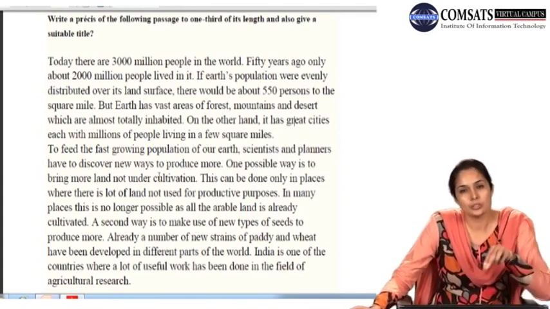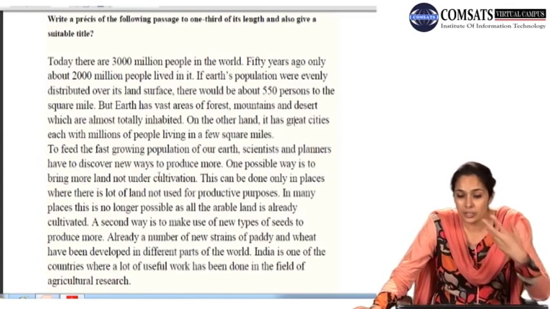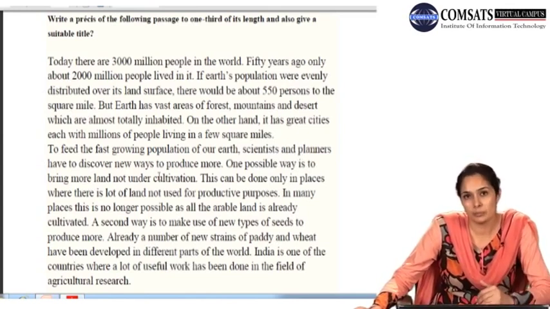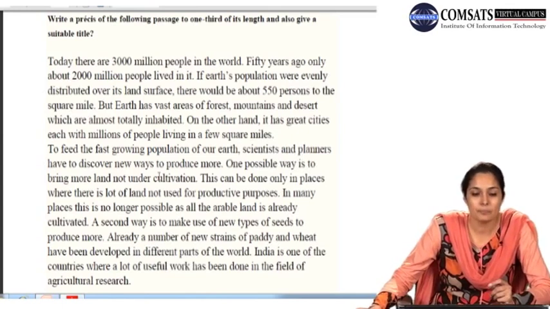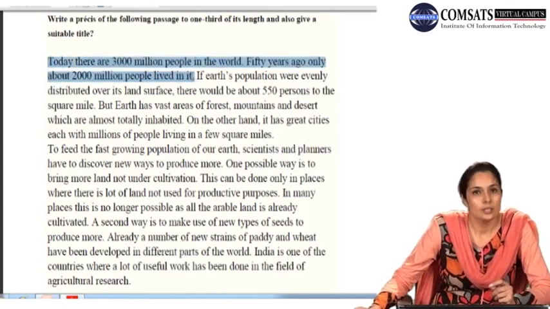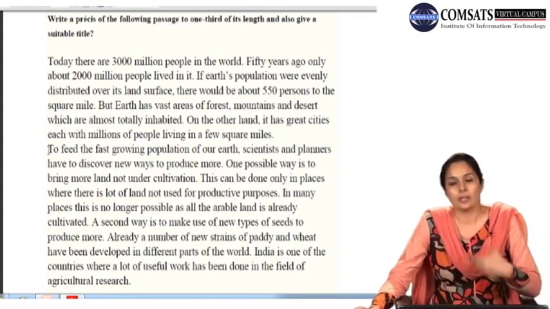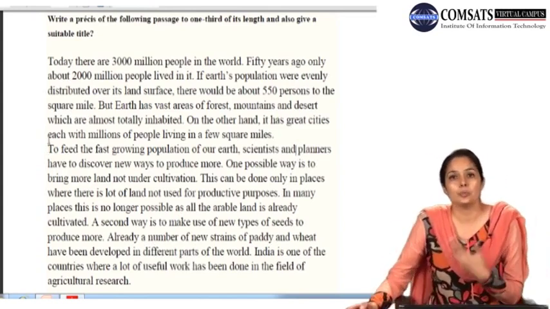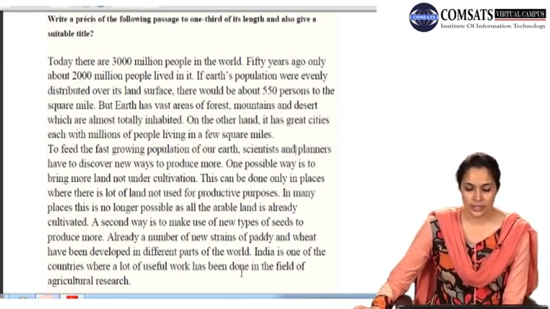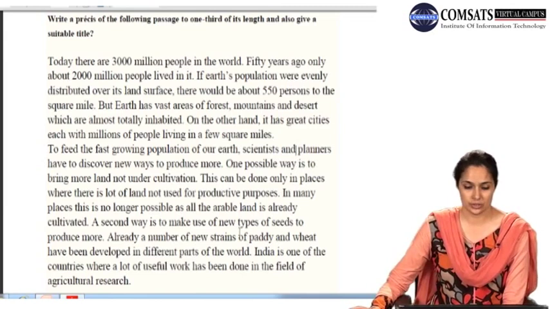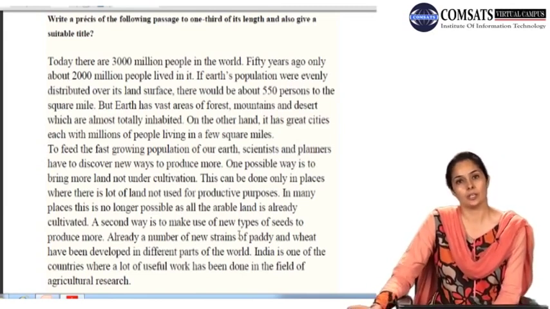So these are some important points, some important thoughts. Let's repeat them, revise them so that we know what will come in your précis when you write it. It's basically the rapid increase in the world population, then the world population not evenly distributed around the earth, then how to feed the fast-growing population by making use of the uncultivated land and by creating ways of using new kinds of seeds. And India and the other countries have done a lot of work on this. So these are the basic points of your précis.